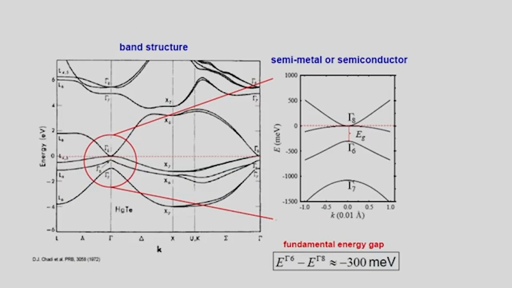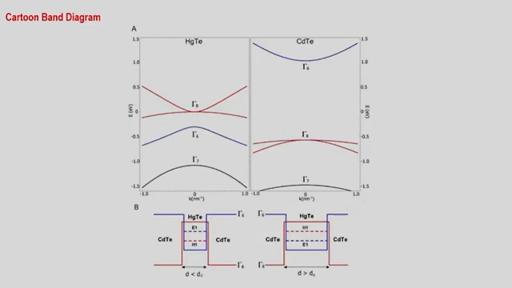And this is a closer picture, and you see that there is a gamma 6 in, this is HgTe, and a gamma 8 is up there. So the red line is actually the Fermi energy, and you see that this gamma 6 and gamma 8 have an energy separation of minus 0.3 electron volt, or about 300 milli electron volt. Okay. So this is interesting.